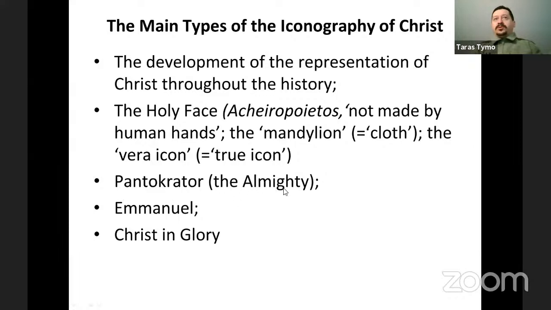And then Pantocrator, the Almighty, Emmanuel, and Christ in Glory. I'm afraid we will be able to cover today only Holy Face and Pantocrator. And at the end, please remind me if I forget, I have to make two announcements. One about the next closing lecture, which I'm still willing to do, and I hope you will be happy to attend it. So we will finalize this next time, because for today it's just too much material to cover. We will be going through the Holy Face and Pantocrator only.